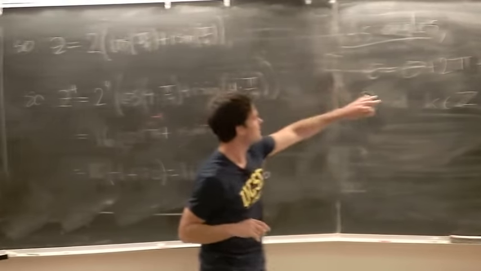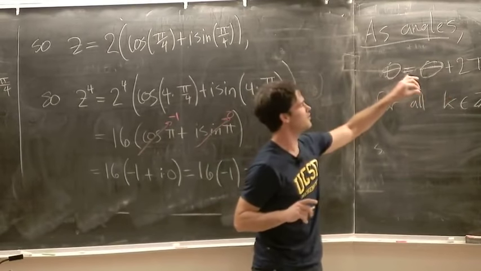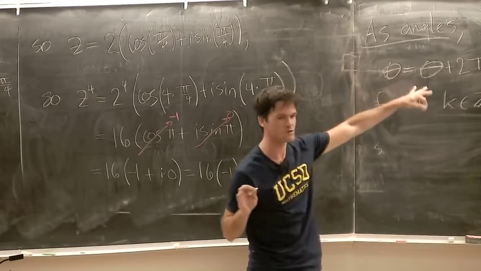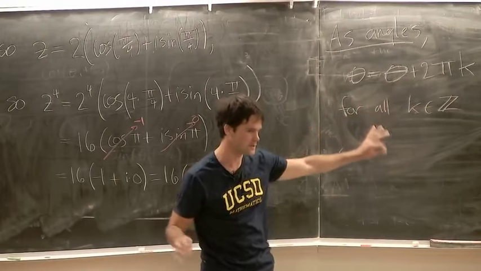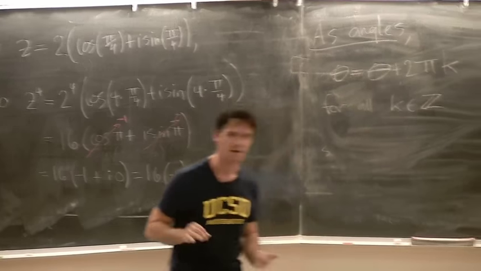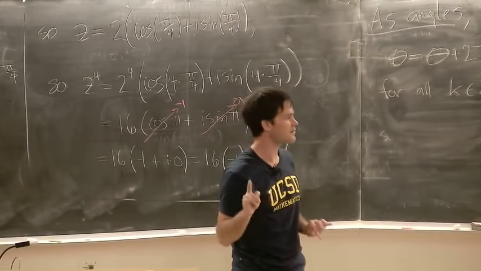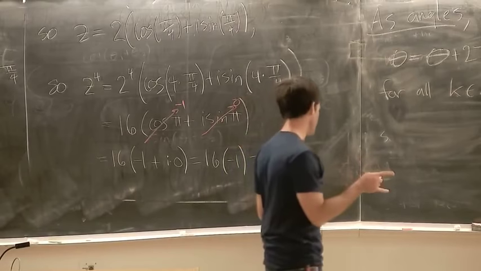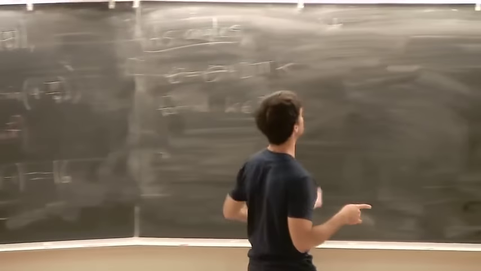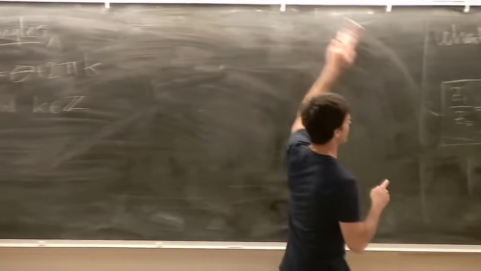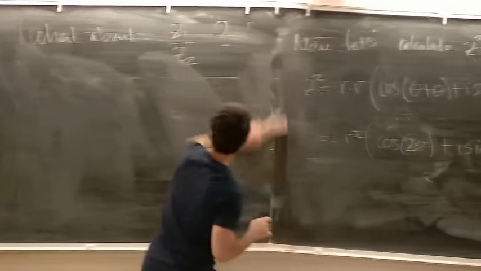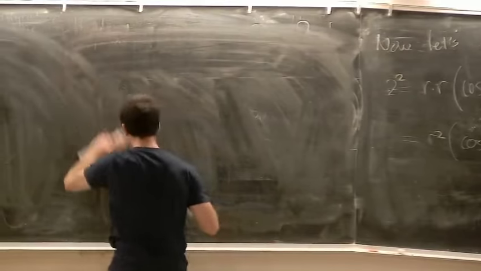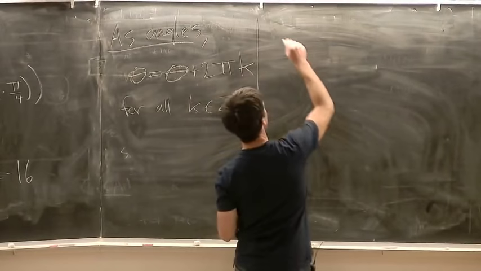Okay, so this equation is not true as numbers, but it is true as angles. You can always add 2 pi and get the same angle. And that's going to be a crucial fact for what I'm about to do, which is calculate the nth root of a complex number. And it's going to have kind of a neat implication.